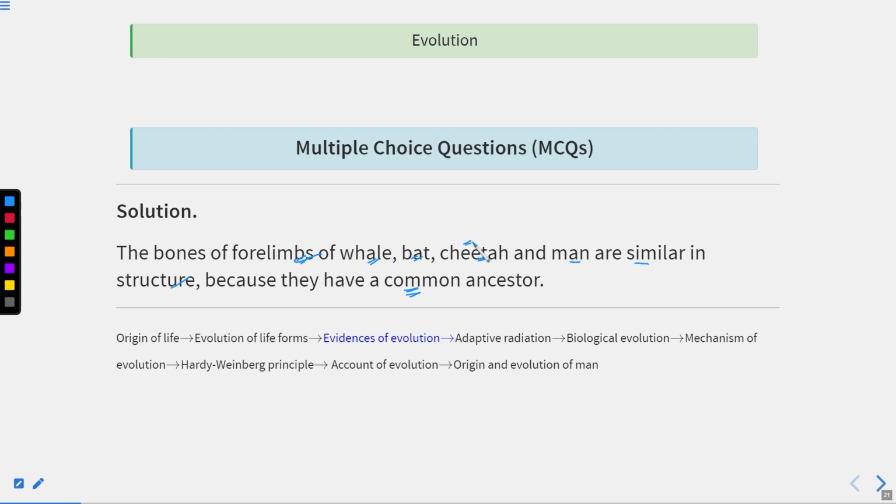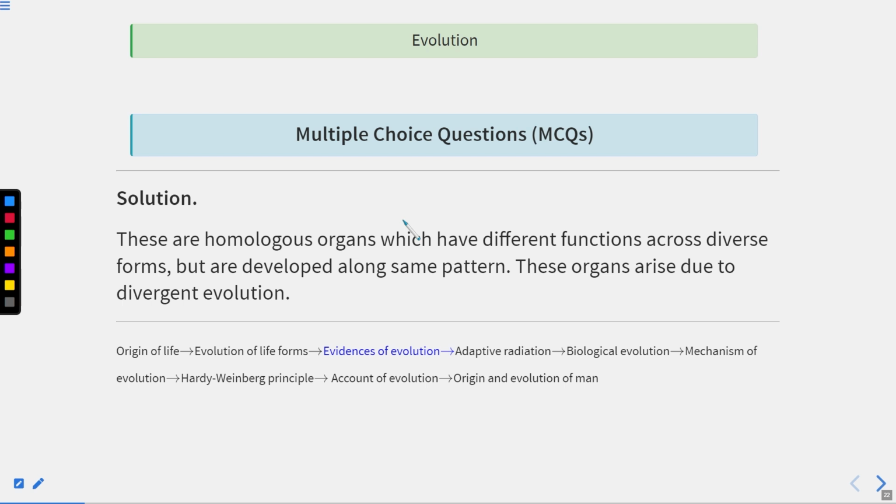You can see the functions of forelimbs of the whale, bat, cheetah and man, they are different but they have the common ancestor. So this is an example of divergent evolution also. Alright. So these are the homologous organs which have different function across diverse forms but are developed along the same pattern. And these organs arise due to divergent evolution.